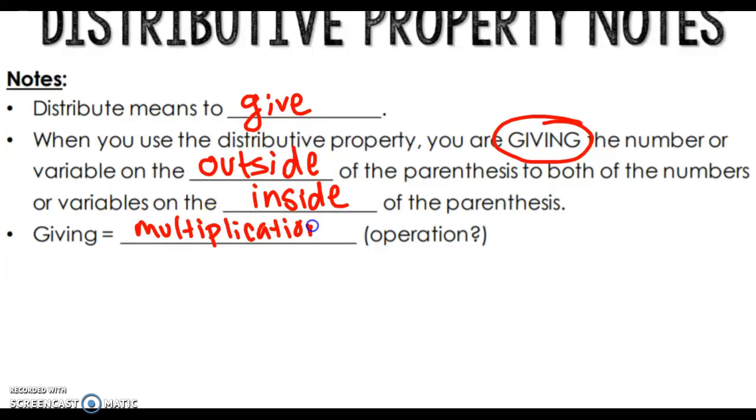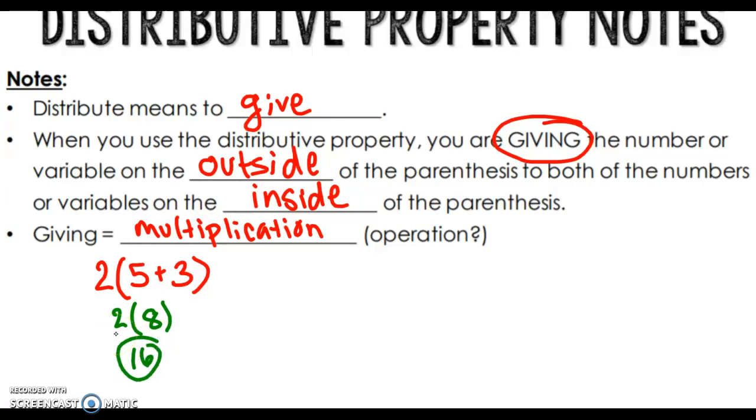And I'm just going to show you with a number sentence here why this works, because before we start tossing variables in it, mathematically, foundationally, this makes sense. So if you had something like this, 2 times, in parentheses, 5 plus 3, so far we've been using PEMDAS, and so we know we have to take parentheses first. 5 plus 3 gives me 8, and then I would multiply it by 2 to get a final answer of 16.